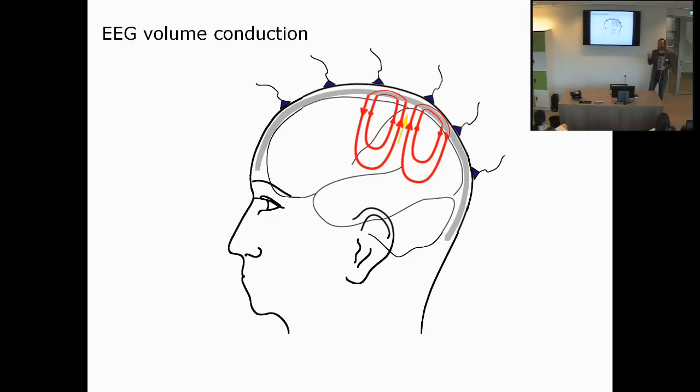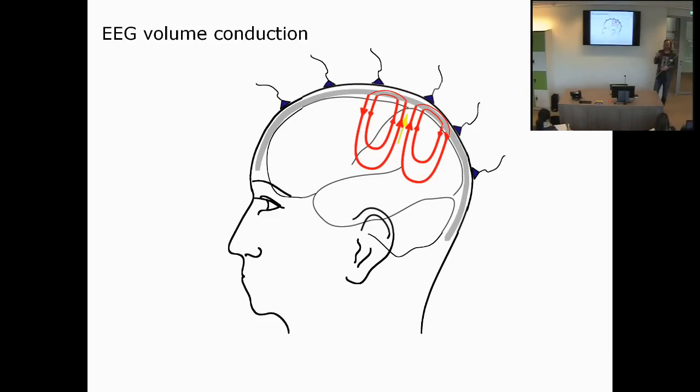A small current is created in this small pool of neurons, and this current will passively flow through the rest of the tissue, because the brain as a whole is electrically conductive. So ions will flow through the tissue, through white matter, but also through the skull and the skin. And if we apply electrodes to the skin, we can record these currents as potential differences between these electrodes.